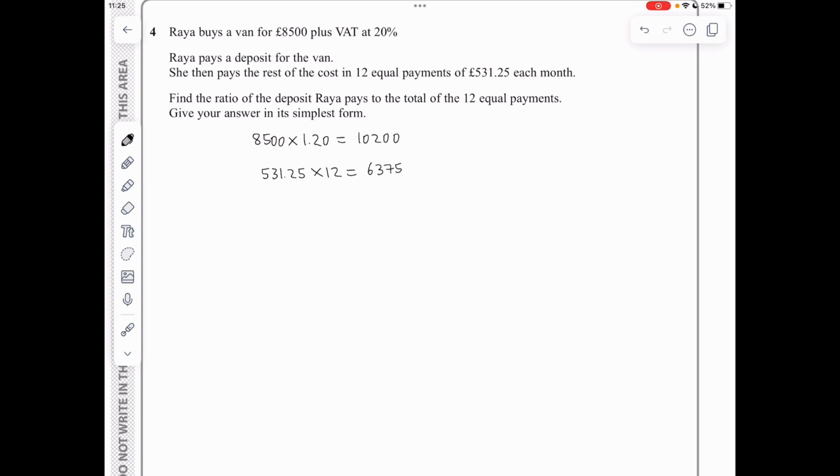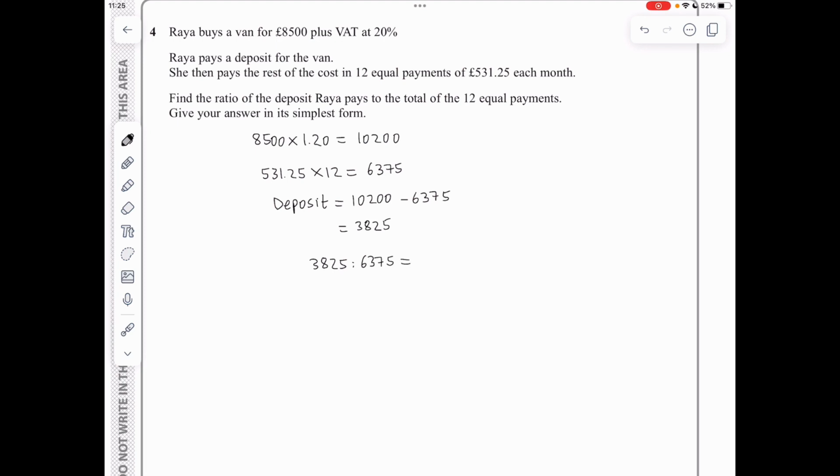6,375, and therefore the deposit will simply be the difference between 10,200 and 6,375, and this gives an answer of 3,825. Remember, we are asked to find the ratio of the deposit, which was 3,825, to the total of the 12 payments, which is 6,375.